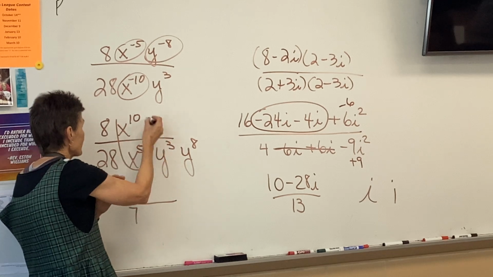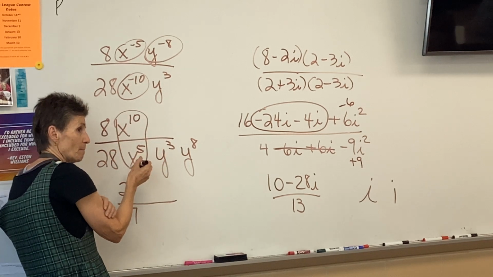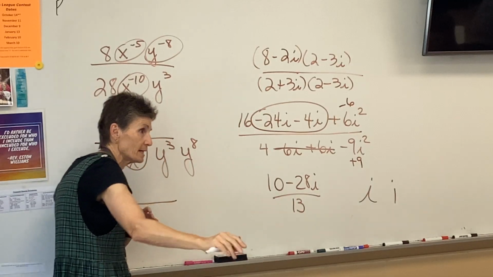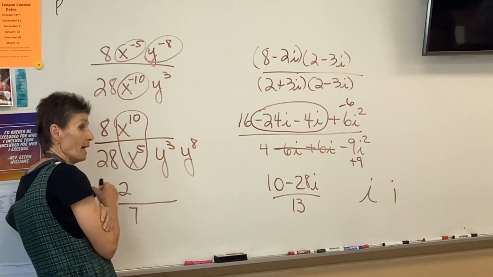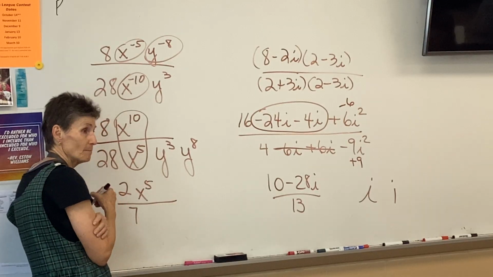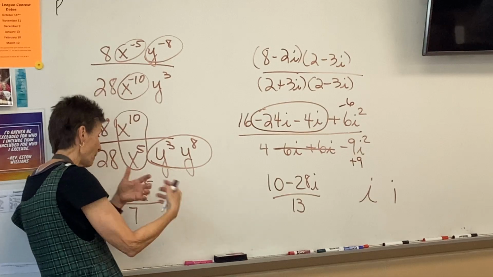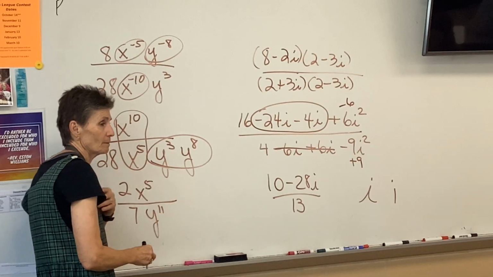Now look at your x's. 10 of them on top, 5 of them on the bottom. You're going to start canceling, and you're going to be left with x to the 5th on the top. And these guys will cancel, they get combined, like the 11th on the bottom.